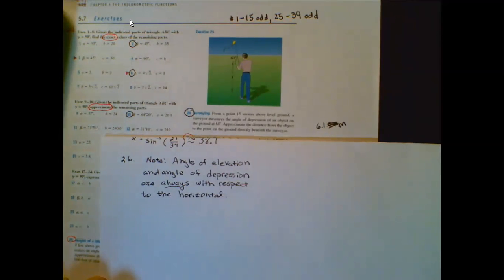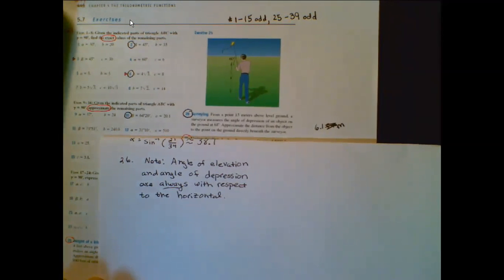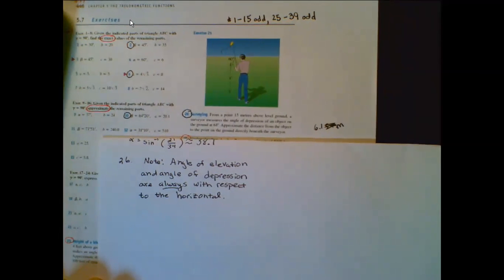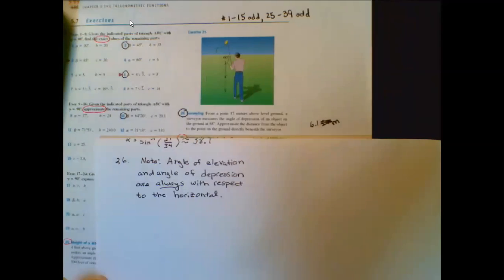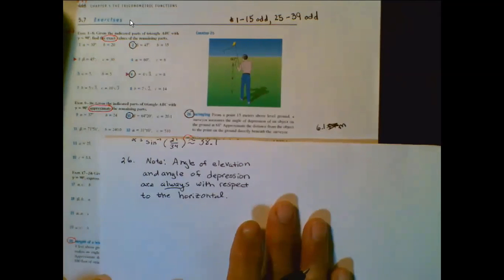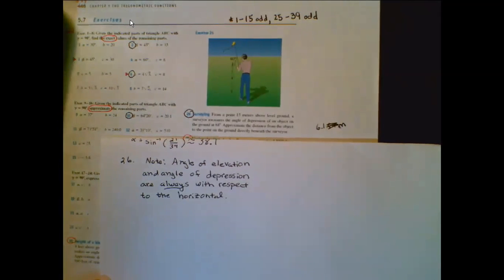When you see angle of elevation or angle of depression, that's always, always, always with respect to the horizontal. Now, in these word problems, if you get your triangle labeled correctly, you're going to get the right answer. The hard part's drawing the picture. Don't look at the picture in the book, because on the test, I'm not going to give you the picture. Drawing it is the hard part usually.